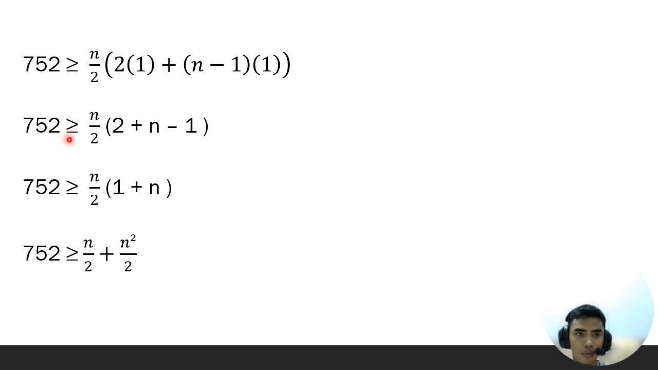We got 752 bigger or equal to n per 2 in the bracket 2 plus n minus 1 multiplied by 1, and after that we're going to get 752 bigger or equal to n per 2 times 1 plus n. And after that, we're going to multiply it with n per 2. We're going to get 752 bigger or equal to n per 2 plus n squared per 2.